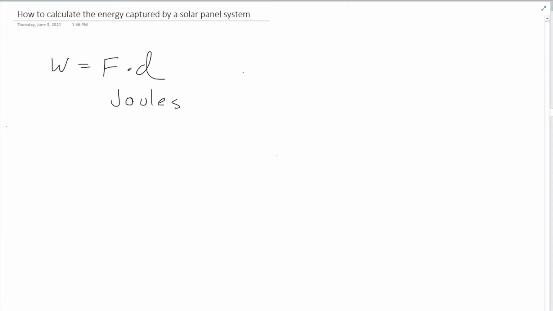For example, a candle would use about 1 joule per second, or sometimes we think of this as 1 watt, right? A watt is how quickly we're using energy. So a candle can use about 1 joule of energy each second. This isn't very convenient for us in the modern world because we use a lot more energy than this for things like our computers and for air conditioners and everything else.